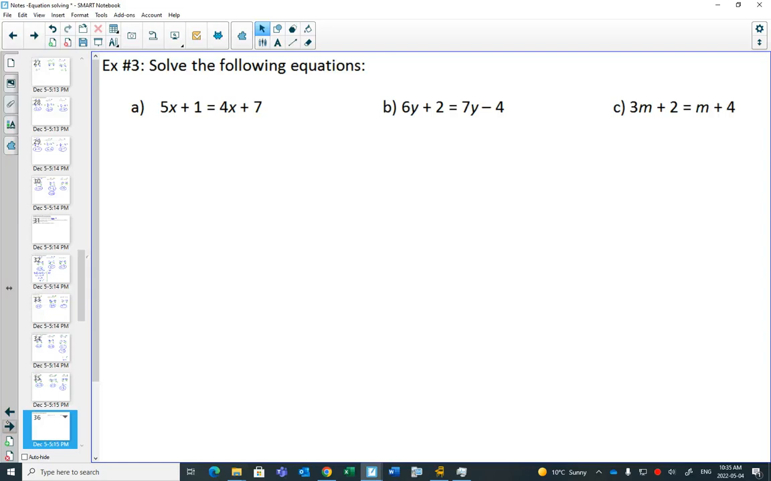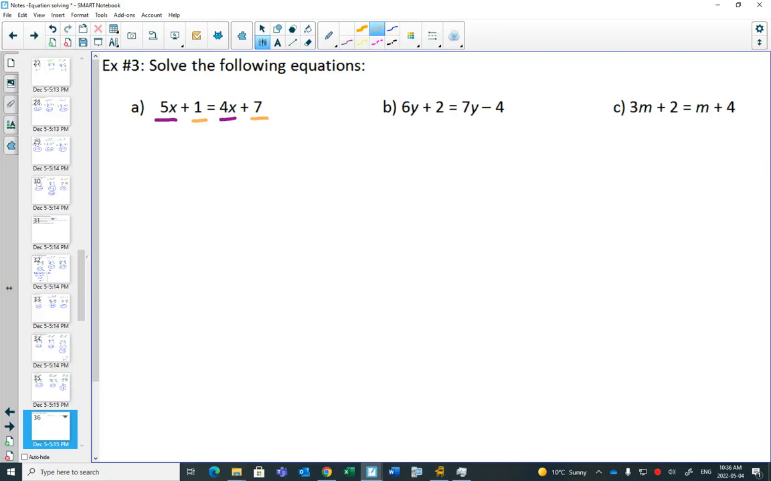Okay, we're going to do these three together, because now, check out your like terms. My 5x and my 4x are like terms, but they're on opposite sides of the equation. My 1 and my 7 are like terms, and they're on opposite sides of the equation. So here you have some choice. You could either move your variables to the right side and numbers to the left side, or your numbers to the right side and variables to the left side. And it actually doesn't matter which way you do it. You will get the same answer.